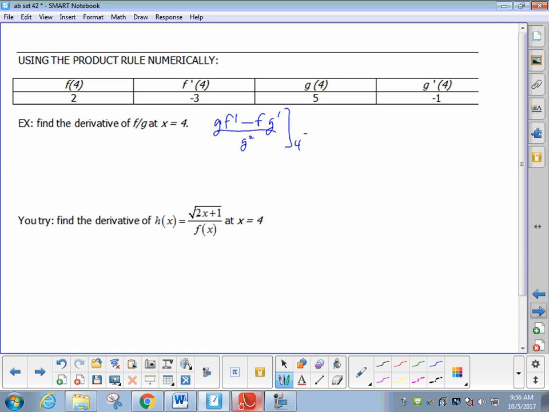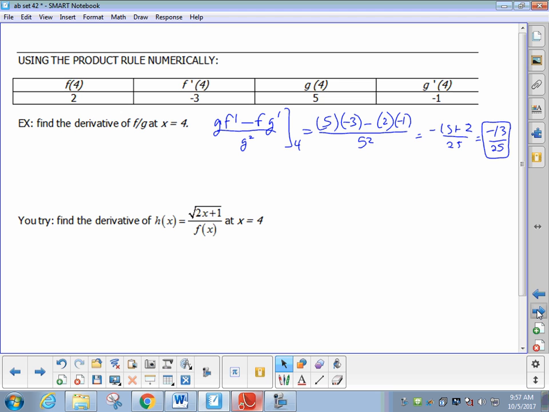Then say, hey, person reading this, I'm going to evaluate that at x equal 4. Then you can say, all right, this will equal, what's g of 4? 5. F prime at 4. Negative 3. F at 4. G prime at 4. Over g at 4 squared. 5 squared. So negative 15 minus plus 2 over 25 is negative 13 over 25. You try the harder one on your own.